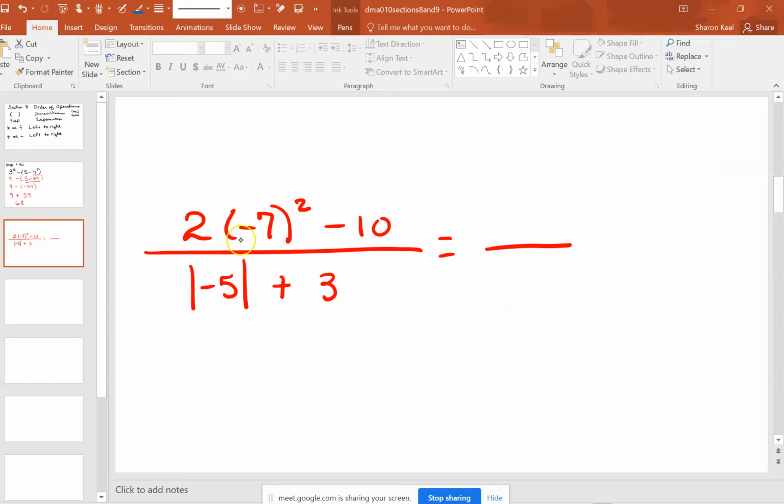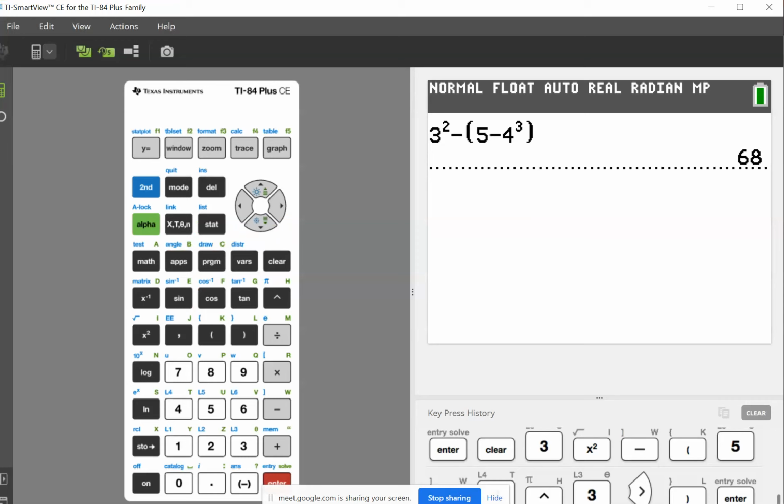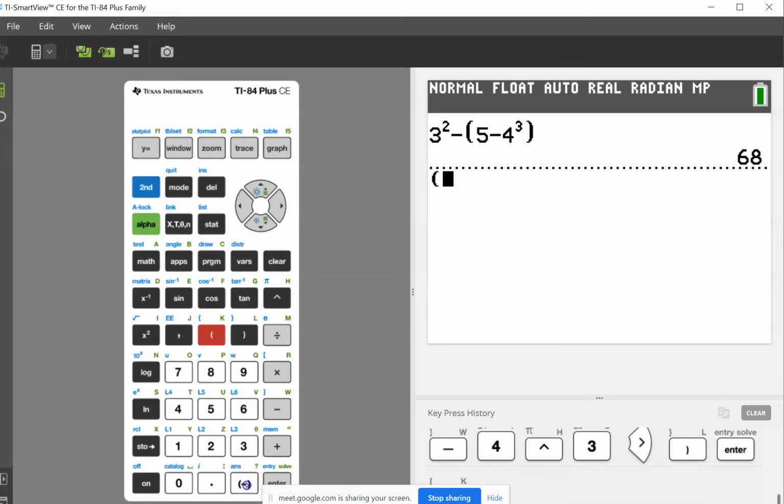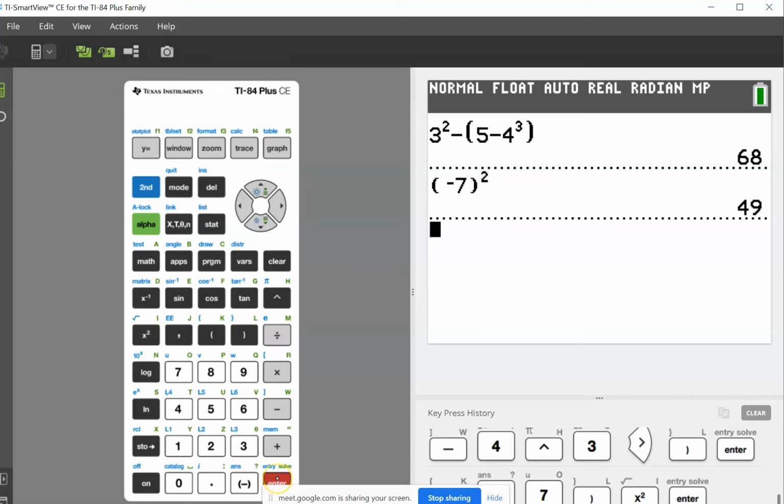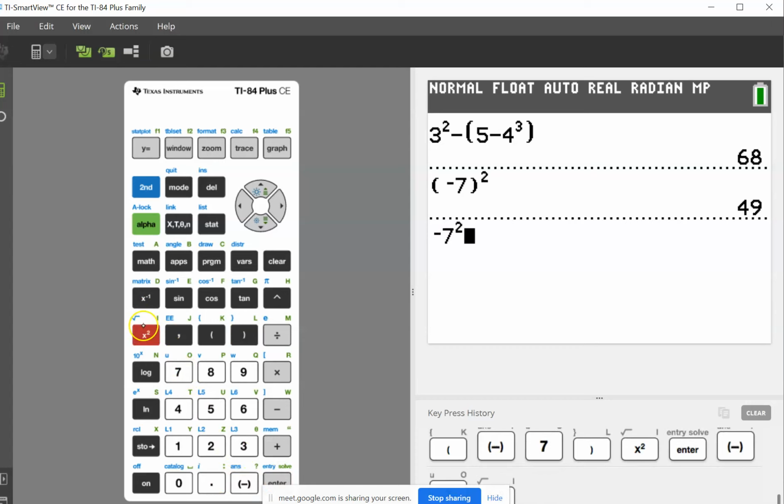So before I can multiply, I've got a negative 7 to the second power. Do you notice the parentheses is around the negative sign? So that means I would have negative 7 squared. That's going to give me a positive 49. If you typed it this way, the second way is the incorrect way for this particular problem.